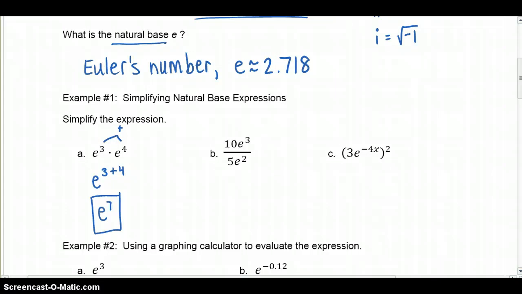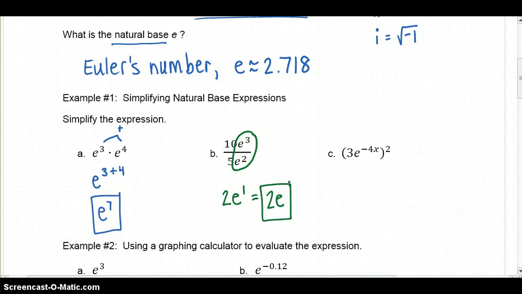Alright, let's take a look at letter B. Letter B is similar, a little bit more difficult. 10e to the 3rd divided by 5e squared. So in this case, what you need to be careful of is notice how the base of these two exponents is really just e. The 10 and the 5 are not part of that base. So the 10 and the 5 I can just divide. 10 divided by 5 is 2. And then since I have e to the 3rd divided by e squared, same base, but I'm dividing, I can subtract my exponents. So 3 minus 2 would give me 1. Or you could also just write it as 2e.